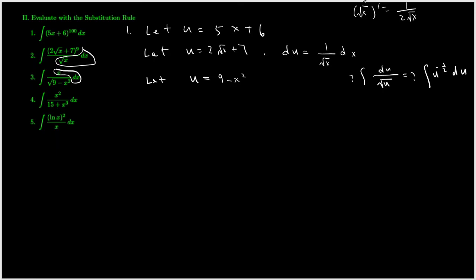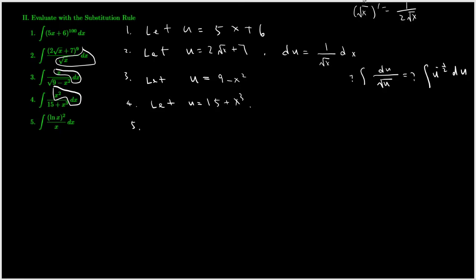That's for question 1, that's for question 2, that's for question 3, that's now question 4. In question 4, choose u to be 15 plus x cubed. So your box is x squared times dx. That's for question 4.